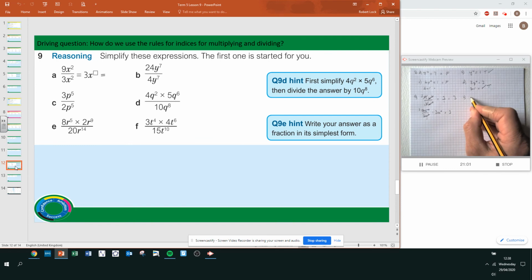B. 24y to the power 7 divided by 4y to the power 7. The y's become y to the power 0, so 7 take away 7 is 0. Then 24 and 4. 4 goes into 4 once, and 4 goes into 24: 4, 8, 12, 16, 20, 24. 6. So we end up with 6y to the power 0, which is 6.